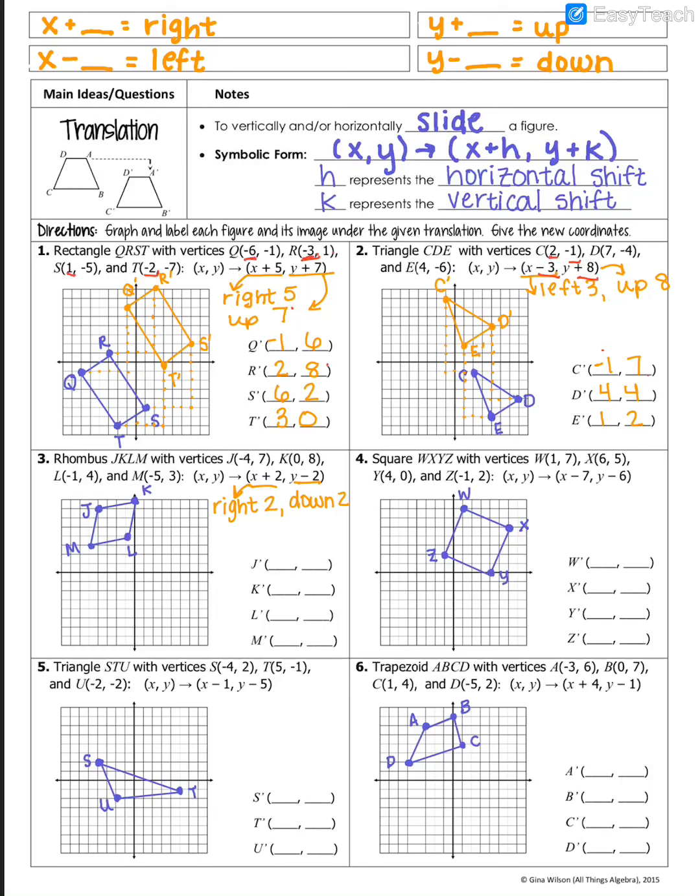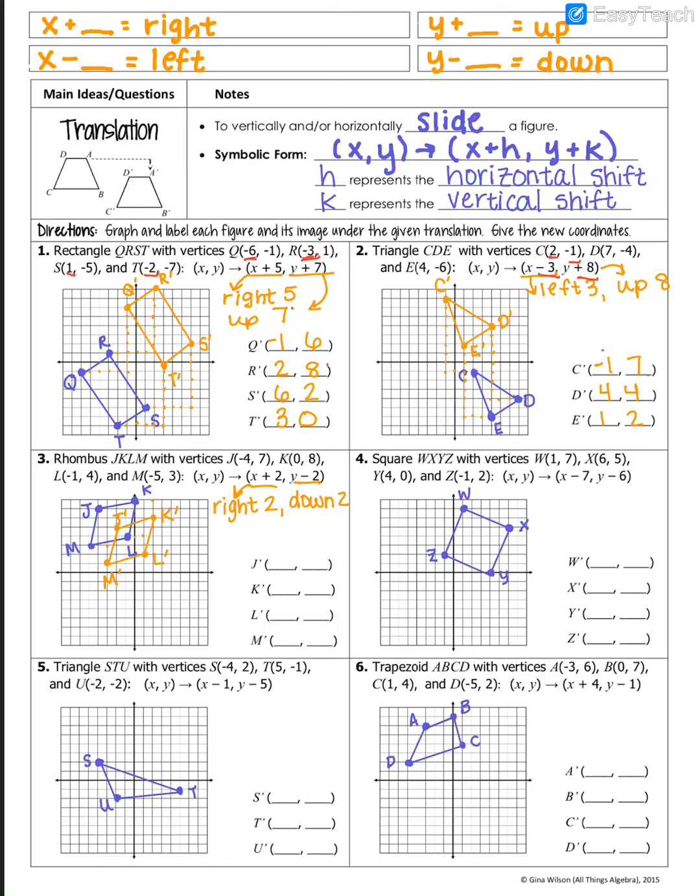So I'm going to start with K. So I'm going to go right 2, down 2. So this one's not moving quite as far. J, right 2, down 2. J prime will be right here. L prime, right 1, 2, down 2. There's L prime. And then right 2, down 2. There's M prime. So this one overlaps a little bit more than some of our others. And there's our new figure.